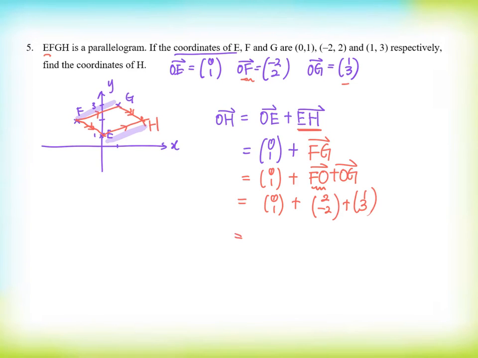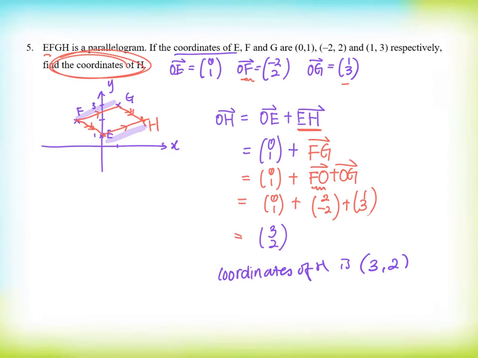And adding all this together, I'll get OH to be (3, 2). Remember, let's go back to the question. They want us to find the coordinates of H. So therefore, the coordinates of H is: x unit is 3, y unit is 2.